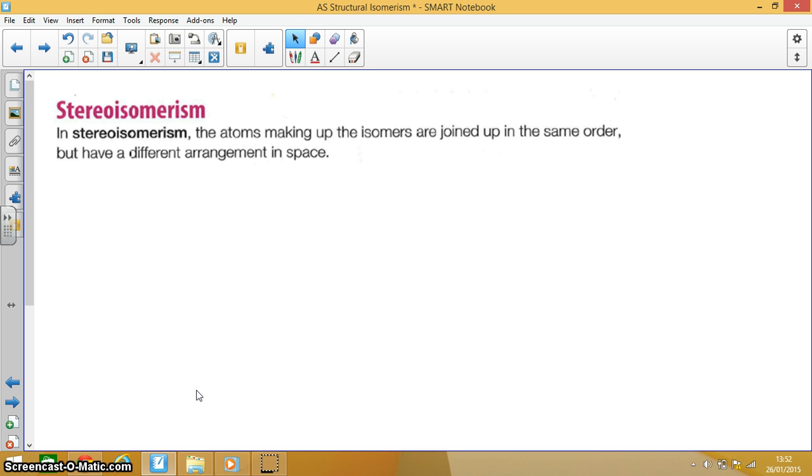And basically in stereoisomerism the atoms making up the isomers are joined up in the same order, but they have a different arrangement in space. Before we can continue with this, I think it's best to look at the nature of carbon-carbon single bonds and carbon-carbon double bonds.